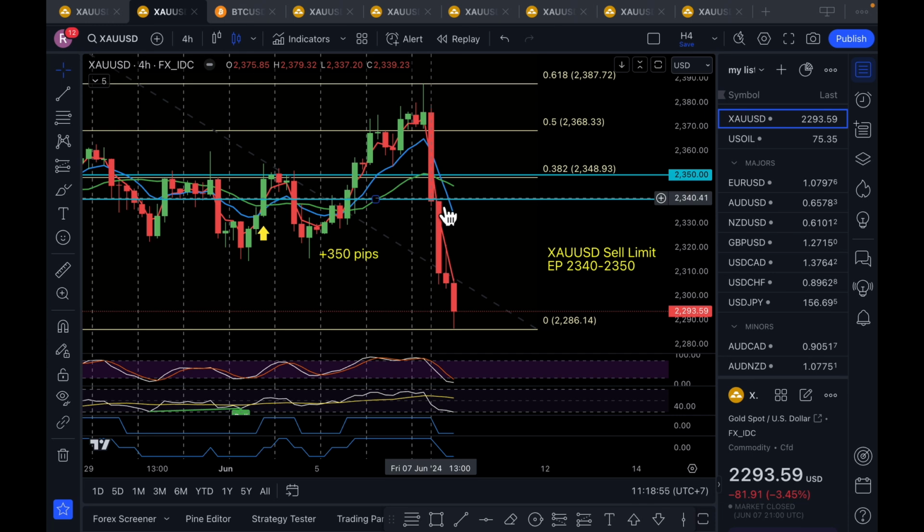And then, of course, when the news came out, it was good for the U.S. That put more pressure on gold, and gold continued down to the low of 22.86. So I don't know if you capitalized on that move on Friday with the non-farm payrolls. I do not trade the non-farm payrolls. It's too crazy for me. I'd rather just sit back and relax.